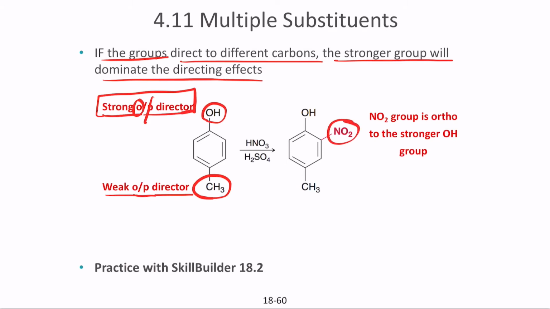When you are adding a third substituent, we do not consider the directing effect of the incoming substituent. We consider the directing effect of the substituents that are already on the compound. So that is the main way we can recognize these multiple substituents.